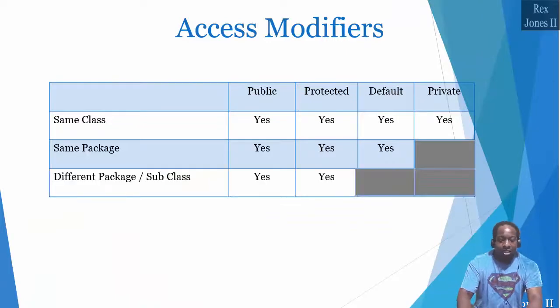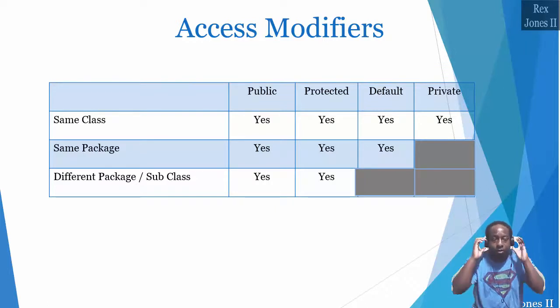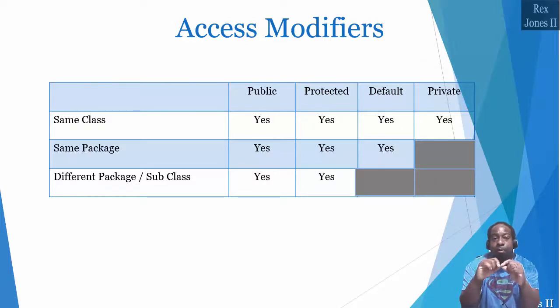Access modifiers get interesting when dealing with a different package. Only public and protected are visible in a different package. However, protected members are only visible if accessed through a subclass.